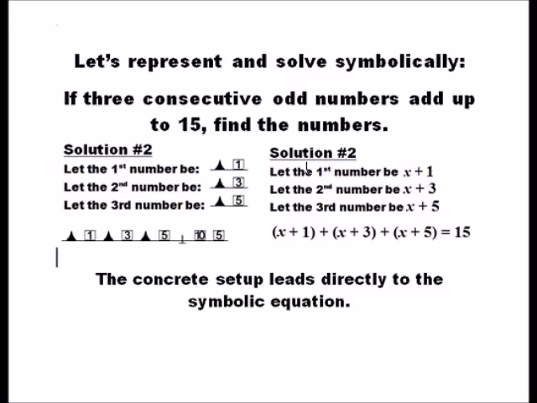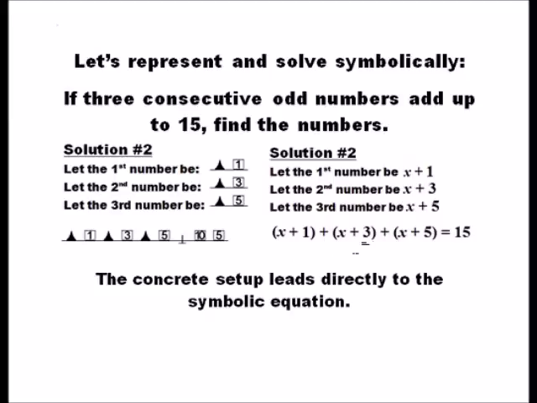Now, let's show the relationship between the hands-on equations approach and the traditional abstract approach to show you how easily the students transfer from one to the other. So in solution number 2, we said let the first number be a pawn and a 1. In a traditional solution, we say let the first number be an x and a 1. The second one would be an x and a 3. The third one is x and a 5.